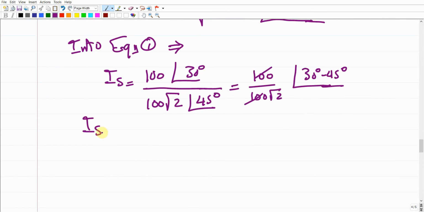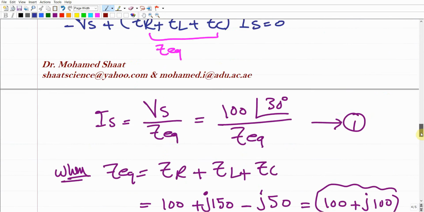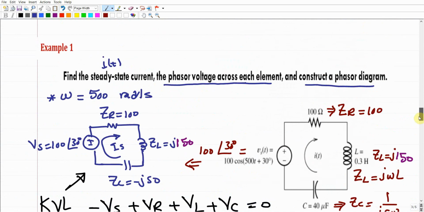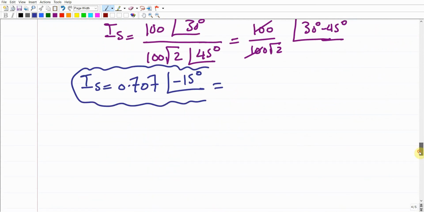This is the Is in the Phasor form: 0.707, which is 1 over square root of 2, and the angle is negative 15 degrees. This is the current in the Phasor form. Then can we convert it into the time form? Yes, we can. Remember that it is required from us to find the steady state current. So the steady state current should be in the time domain. Now we got the current in the frequency domain as a phasor. We have to convert it back into the time domain.